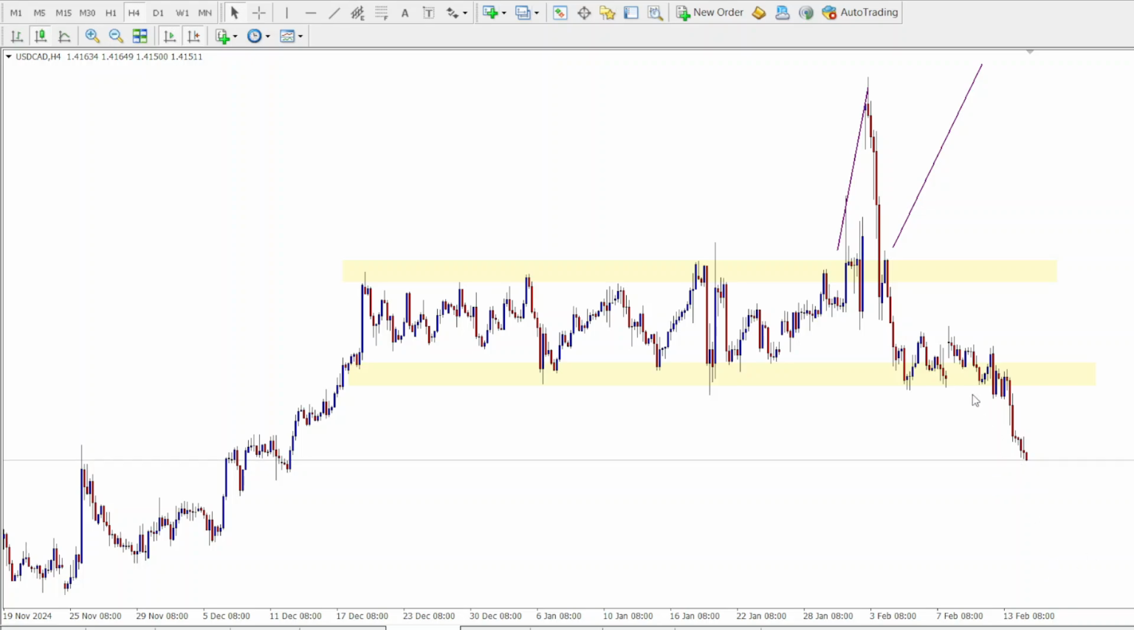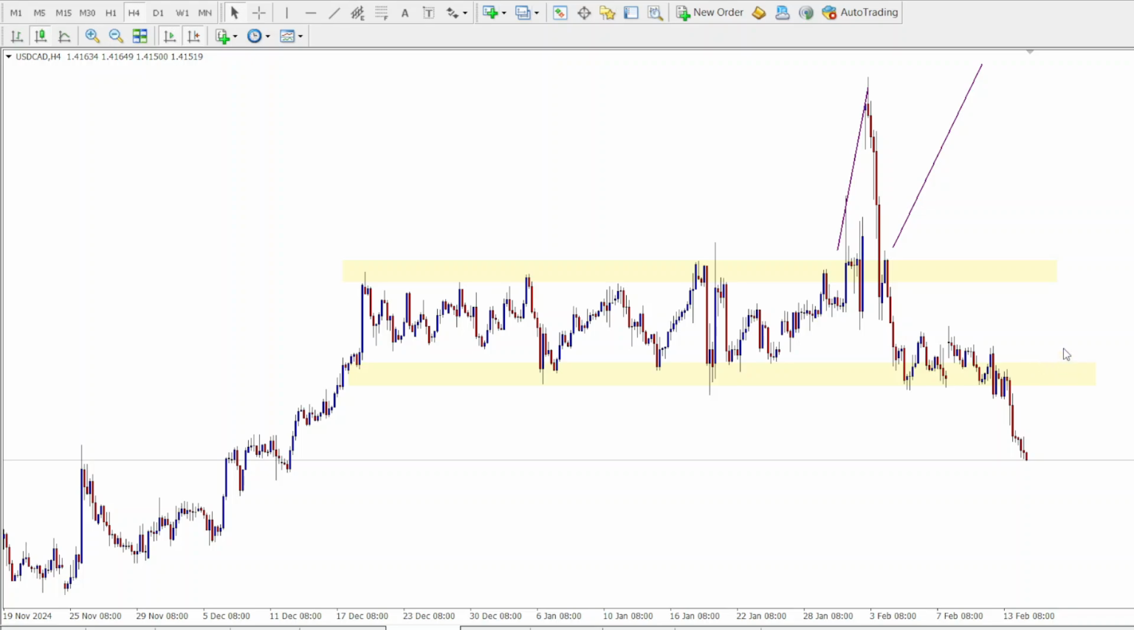Now, many traders chase breakouts the moment price moves above resistance or below support. But here's the problem, right? Not all breakouts are real, okay? Why do fake outs happen? You might be asking. One, liquidity grabs. Institutions push price beyond a level to trigger stops before reversing.